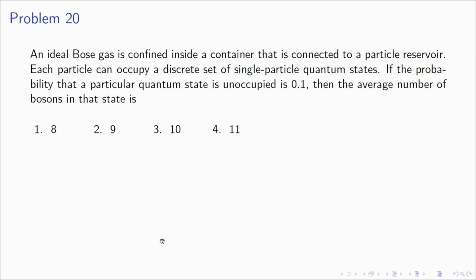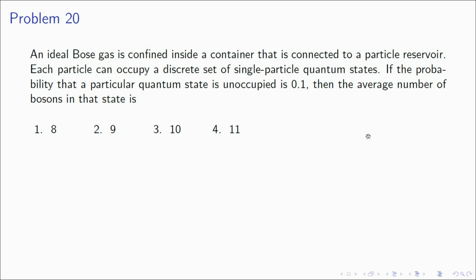Okay, so next problem is this. It says an ideal Bose gas is confined inside a container which is connected to a particle reservoir. Each particle can occupy a discrete set of single particle quantum states. If the probability that a particular quantum state is unoccupied is 0.1, then what is the average number of bosons in that state? It's connected to a particle reservoir, so the number of particles in the box can go from 0 to infinity, anything.